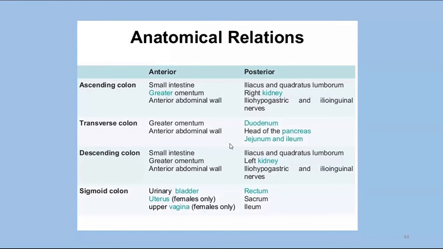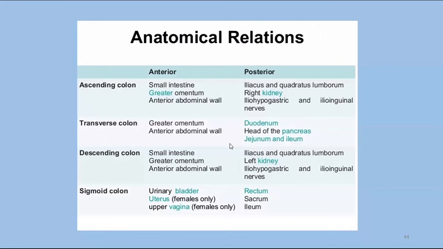Now, for the descending colon, anteriorly, you will see a few loops of small intestine, the greater omentum, and the anterior abdominal wall. Posterior to the descending colon, you will see the iliacus and the quadratus lumborum muscles, the left kidney, and some ilioepigastric and ilioinguinal nerves.